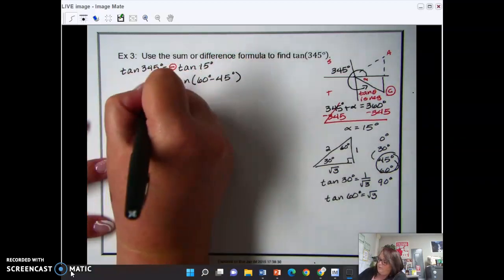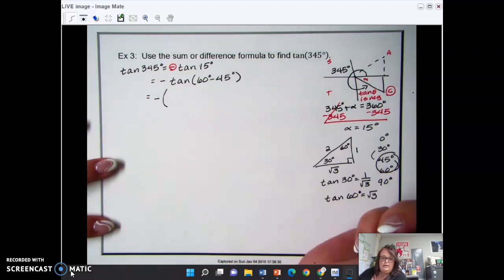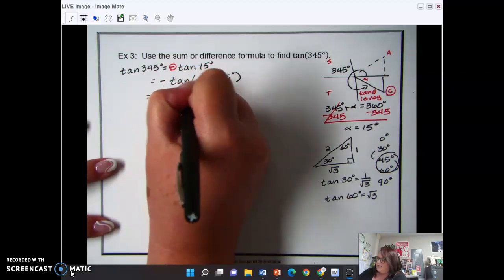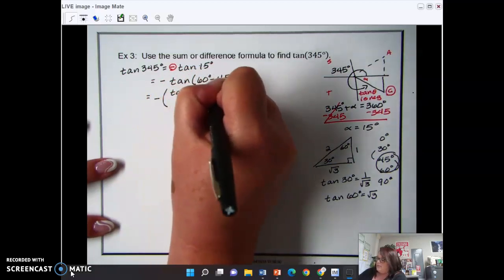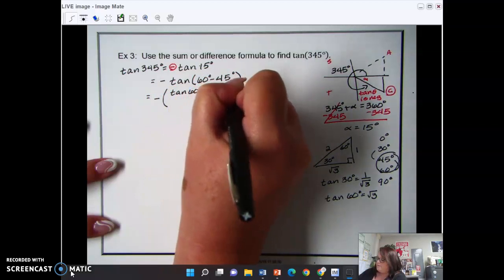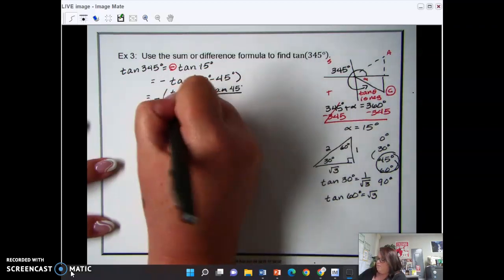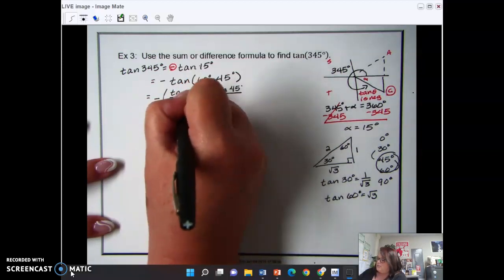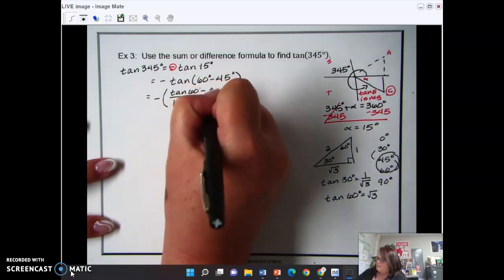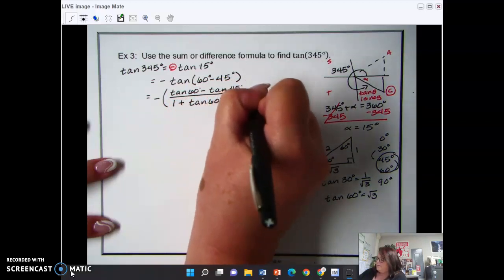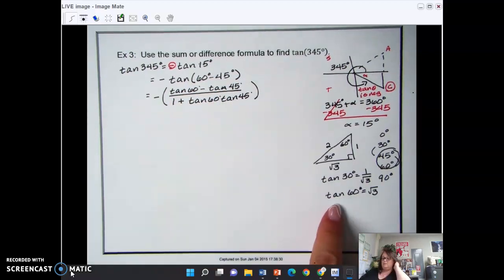So using our formula again, that negative is just going to hang out on the outside. The top looks like I just distributed, so we're going to have tangent of 60 minus the tangent of 45 over, and then we're going to have 1, and then the symbol changes, and then we have tangent of 60 times the tangent of 45. So we figured out the tangent of 60 here.